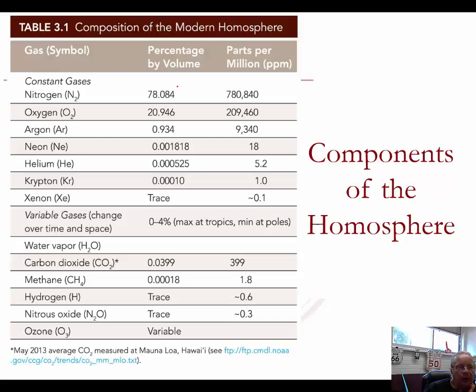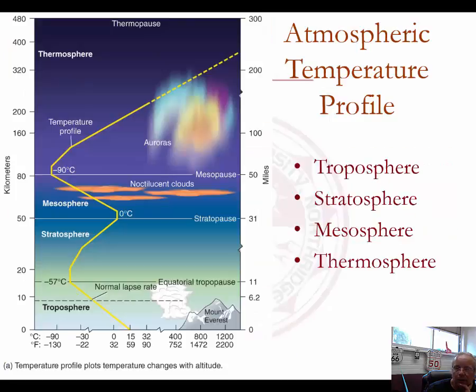The most important thing to know is that about 80% is nitrogen and 21% is oxygen. There's a little bit of argon and neon and helium in the atmosphere, but almost none of anything else except for carbon dioxide, and we'll keep an eye on that. And the last of these 3 sections is the temperature profile of the atmosphere.